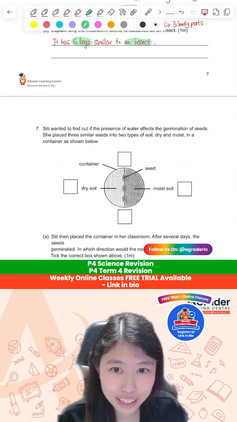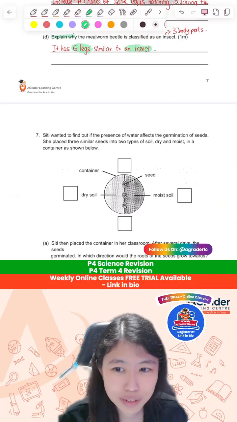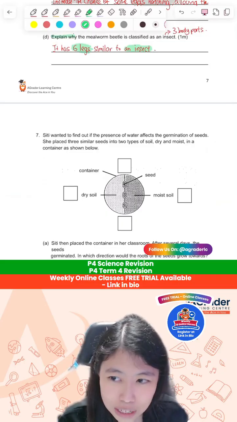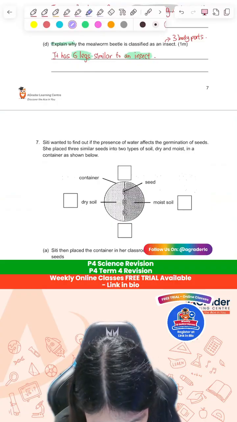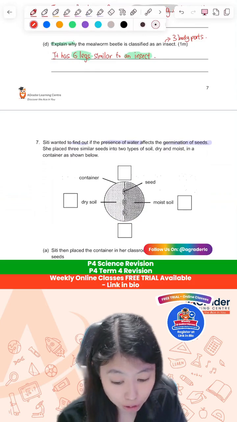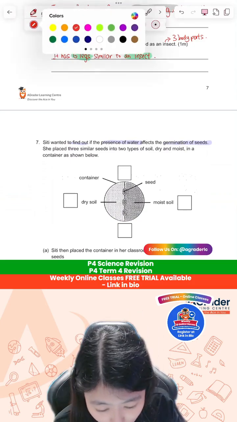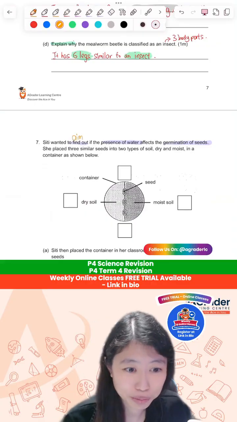Question 7 is the last one. Over here, they said that CT wanted to find out if the presence of water affects germination of seeds. Everybody, you see, to find out is the aim of the experiment.